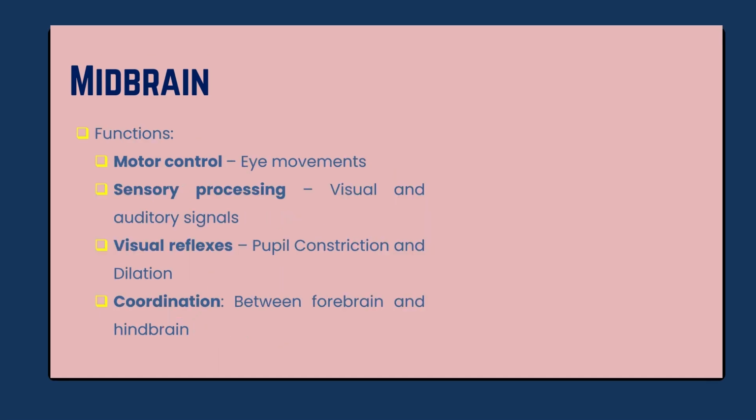Let us look at the functions of the midbrain now. What is the first function we have? Motor control. What is motor control? It's the way our brain coordinates movements in our body. And how it's done?